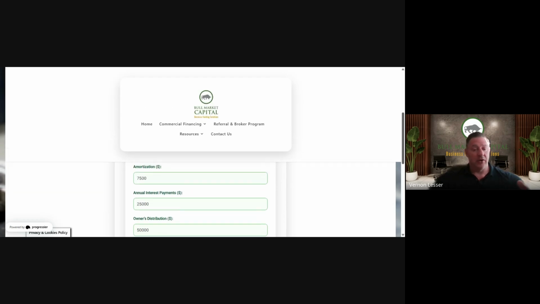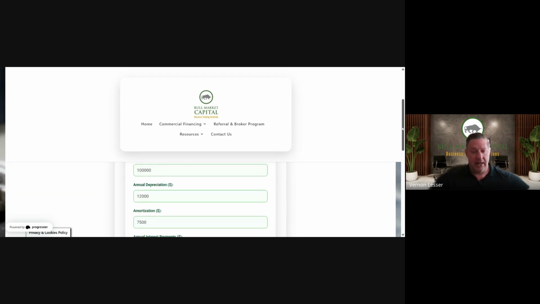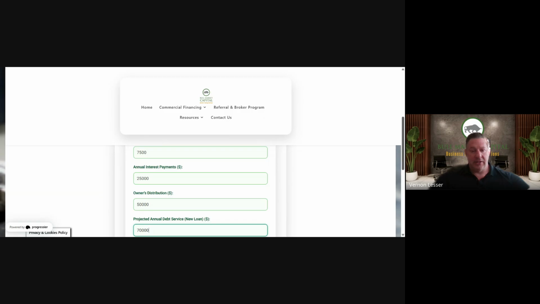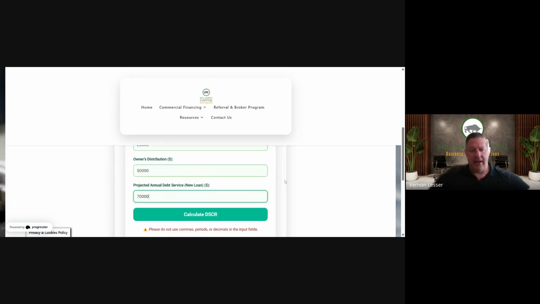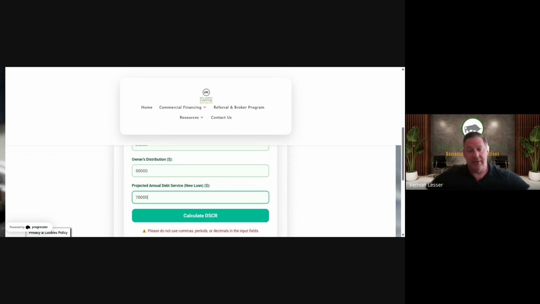So once again, we add all those numbers together. So we're looking at $112,000, $119,500, another $75,000. So that's $194,500, I believe. Okay, great. And then our projected annual debt service is $70,000. So we already know with our net income plus our add backs, we're over 1 times debt service coverage ratio. And we're going to be greatly over 1 times debt service coverage ratio.